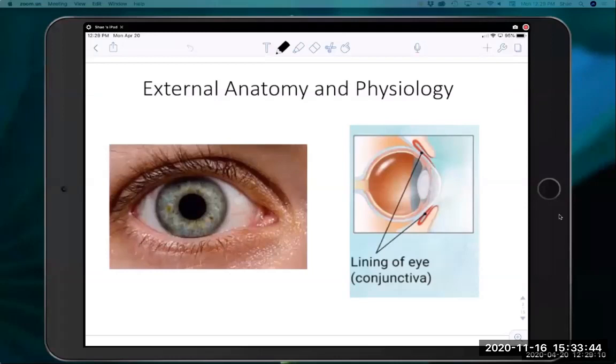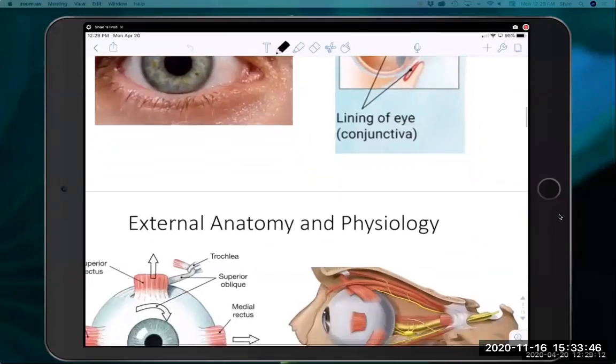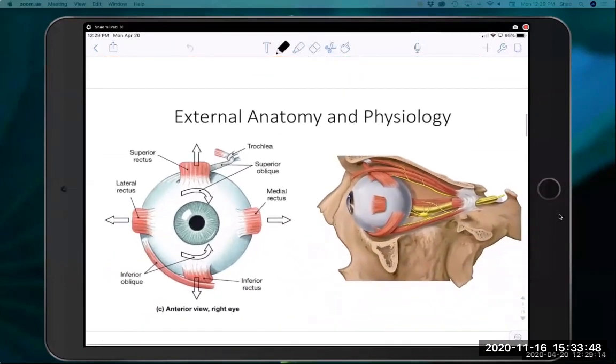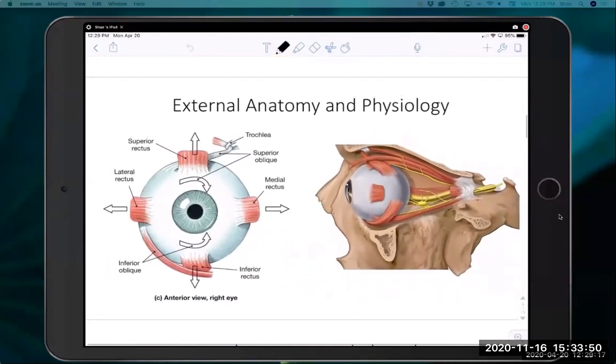We also have the musculature of the eye, and one of the photos here is actually from your textbook. The musculature of the eye is basically held in place by 6 muscles, and they are controlled by cranial nerves. So you can see the different muscles that hold that eye in place and allow for movement.